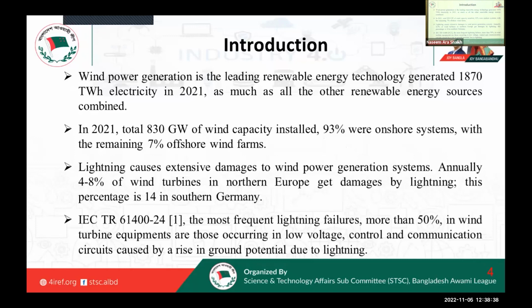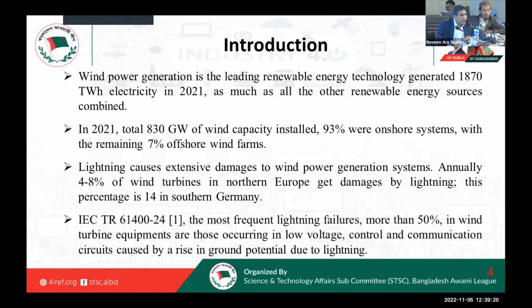In 2021, a total of 830 gigawatts of wind capacity was installed, and 93% are onshore systems, while the remaining 7% is offshore wind farms. Lightning causes extensive damage to wind power generation systems. Annually, 6 to 8% of wind turbines in Northern Europe get damaged by lightning. And this percentage is 14% in Southern Germany.